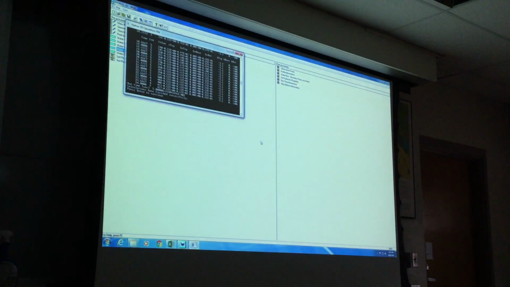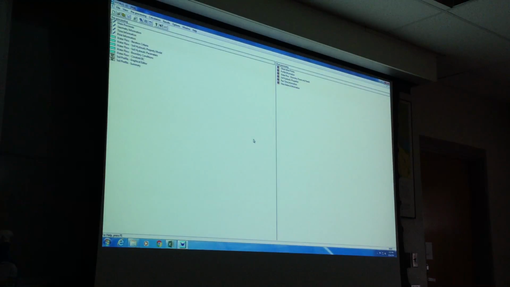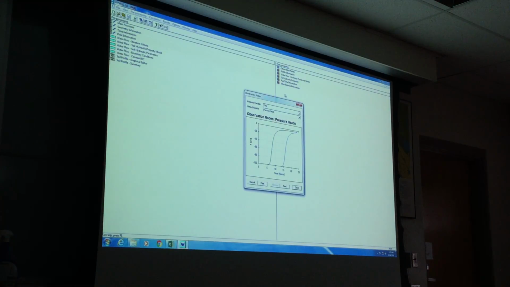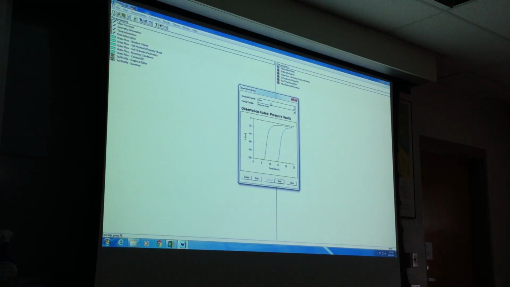Very fast. Then we can look at this in Hydrus. The only problem is when we want to compare things, when we want to plot two cases on one graph, so we almost need to avoid it. We can also look at the observation nodes. And the graph we actually want to see in Excel would be time versus water content.